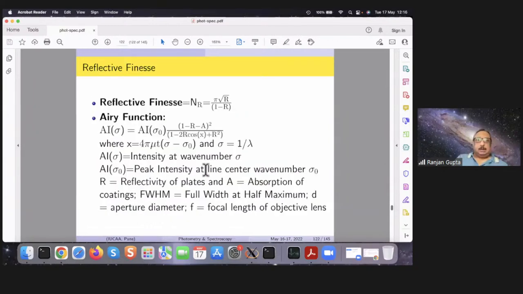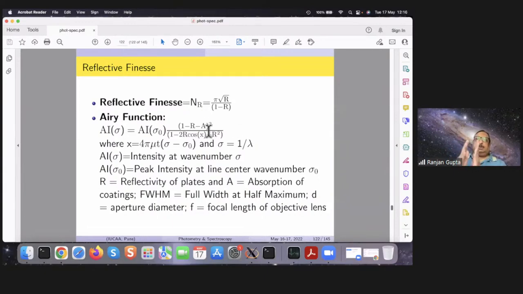So let's see. This is again a French bird, because in France, they don't even call it Fabry Perot. They call it Perot Fabry, because Perot was French and Fabry was British. So this is the Airy function. I have defined it here. So various things can happen. One is, of course, the Airy, the basic reflectivity is giving rise to this.